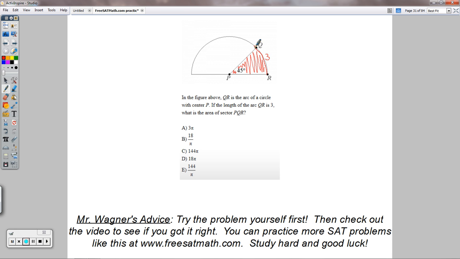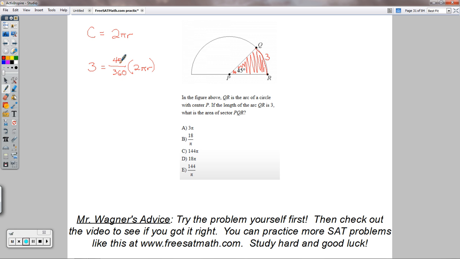Well, first of all, I know something about the circumference of a circle. This is a whole circle if you were to draw in the rest of this other semicircle part. The whole circle's circumference would be 2 pi r. However, we're given just this portion, this 45 degrees out of the whole 360. So I can write it like this: 45 out of the whole 360 times 2 times pi times the radius. This portion of the circle is supposed to equal 3 according to this diagram.